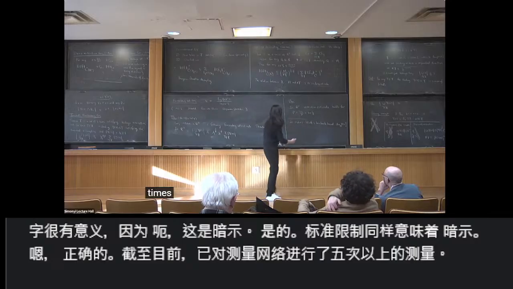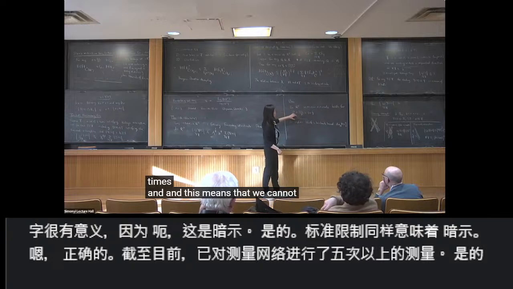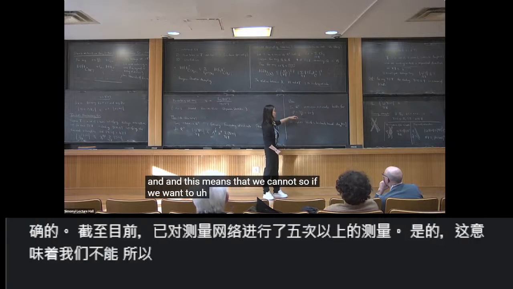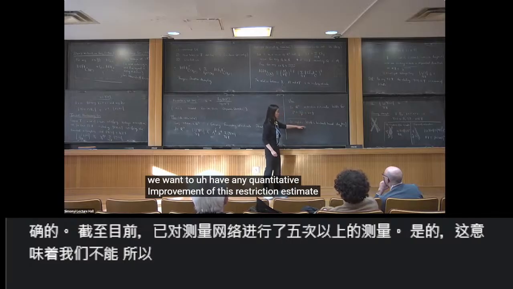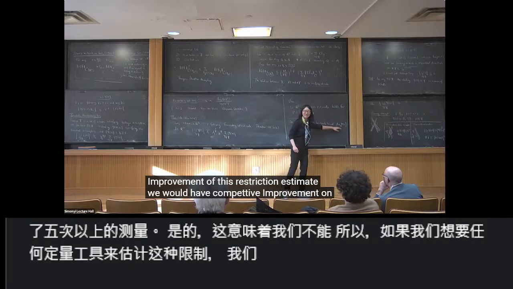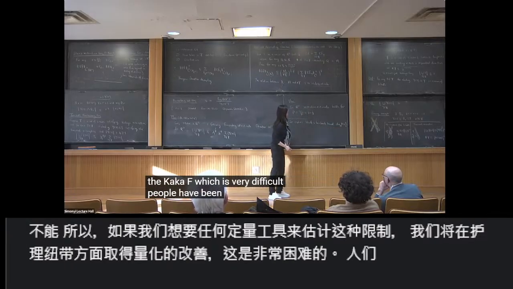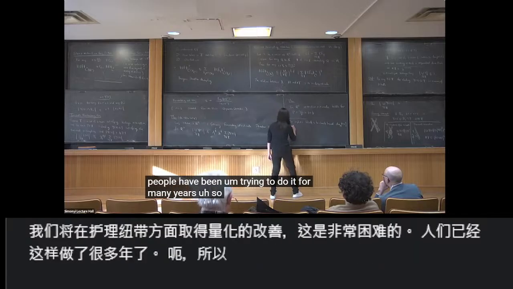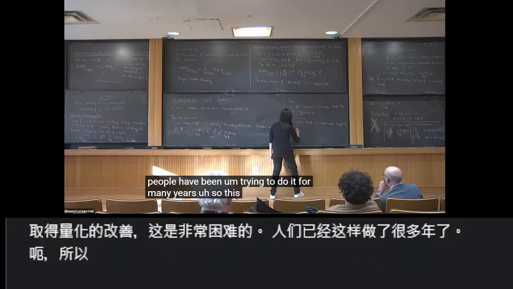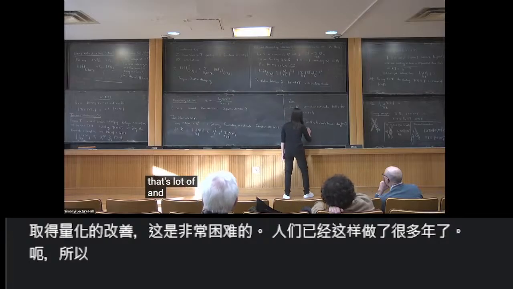And this means that we cannot. So if we want to have any quantitative improvement of this restriction estimate, we would need a quantitative improvement on the KK bound, which is very difficult. People have been trying to do it for many years. So that's Lava and Top.